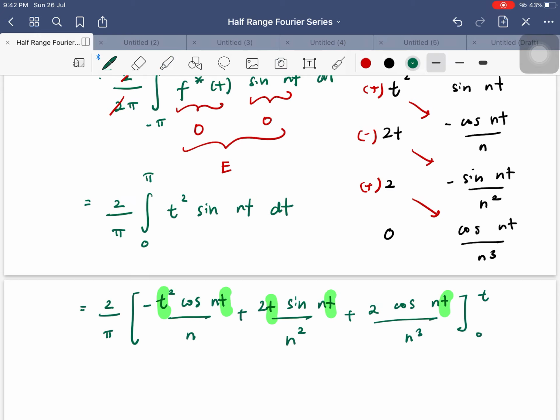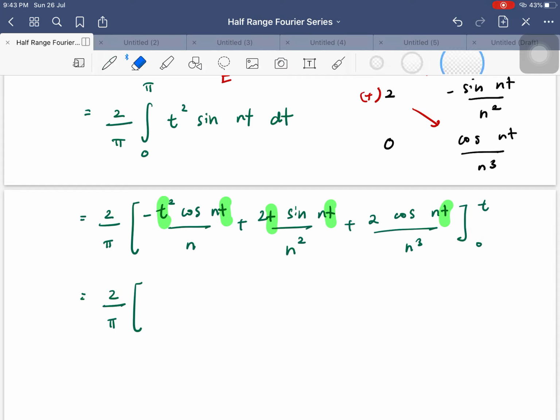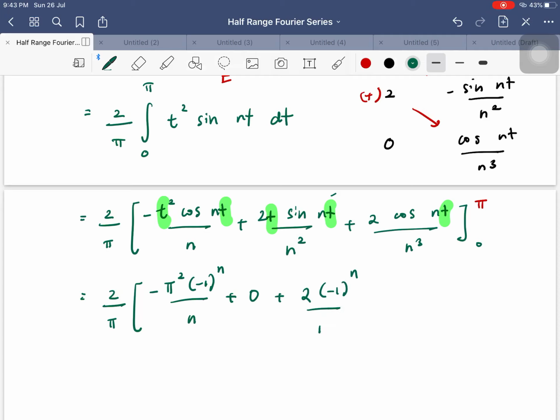Okay, so now let's start substituting. So I will end up with 2 over pi. So when I substitute this term, it's not t. So how did I end up as t? My limit is going to be pi, not t. I'm going to substitute in t. Okay, so for this one it is going to be negative pi square cos of n pi. So that is going to be negative 1 to the power of n over n. And here when I substitute t equal pi, I'm going to have sine n pi, and I know that sine n pi is going to equal 0. And the last one, I'm going to have a 2. So cos n pi is going to be negative 1 to the power of n over n cubed.